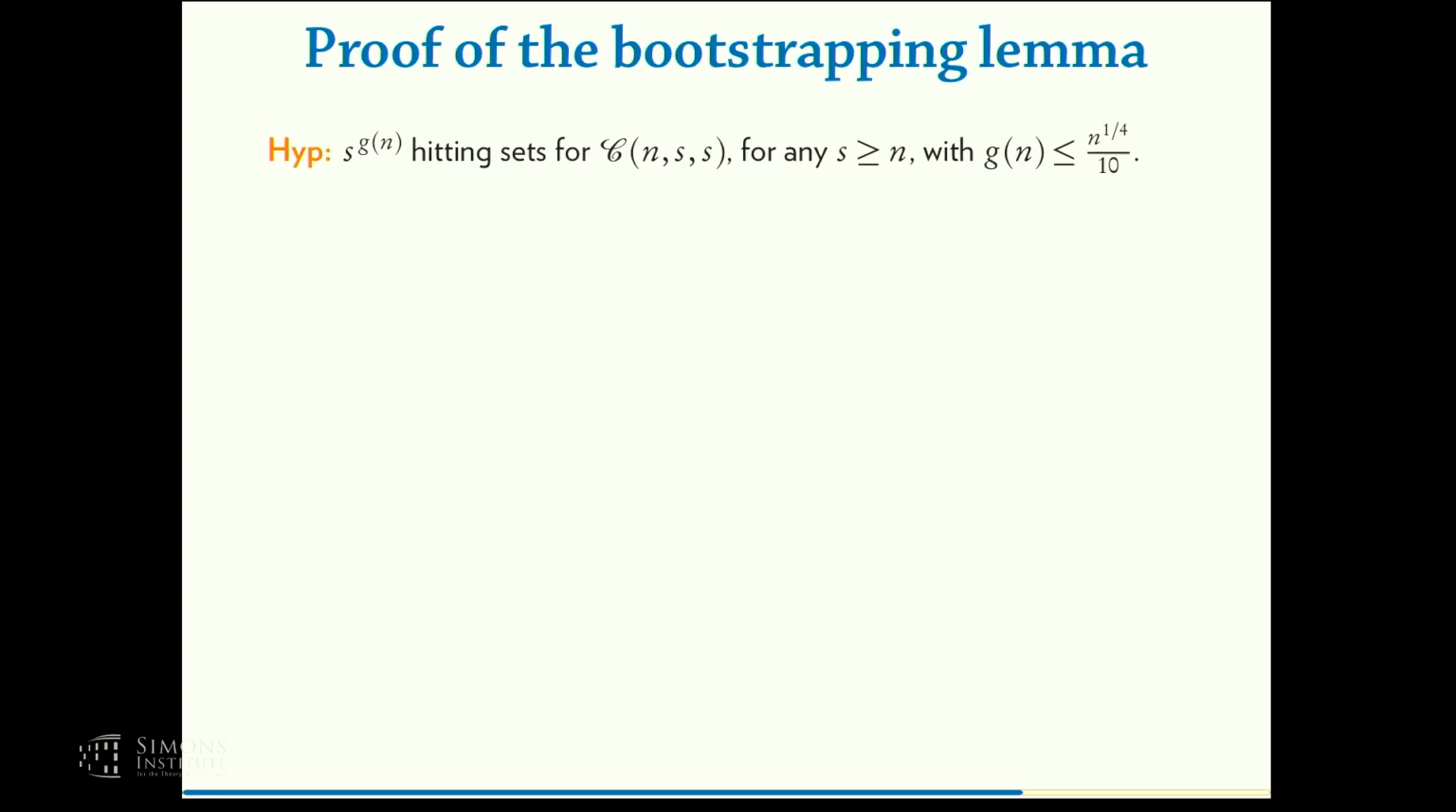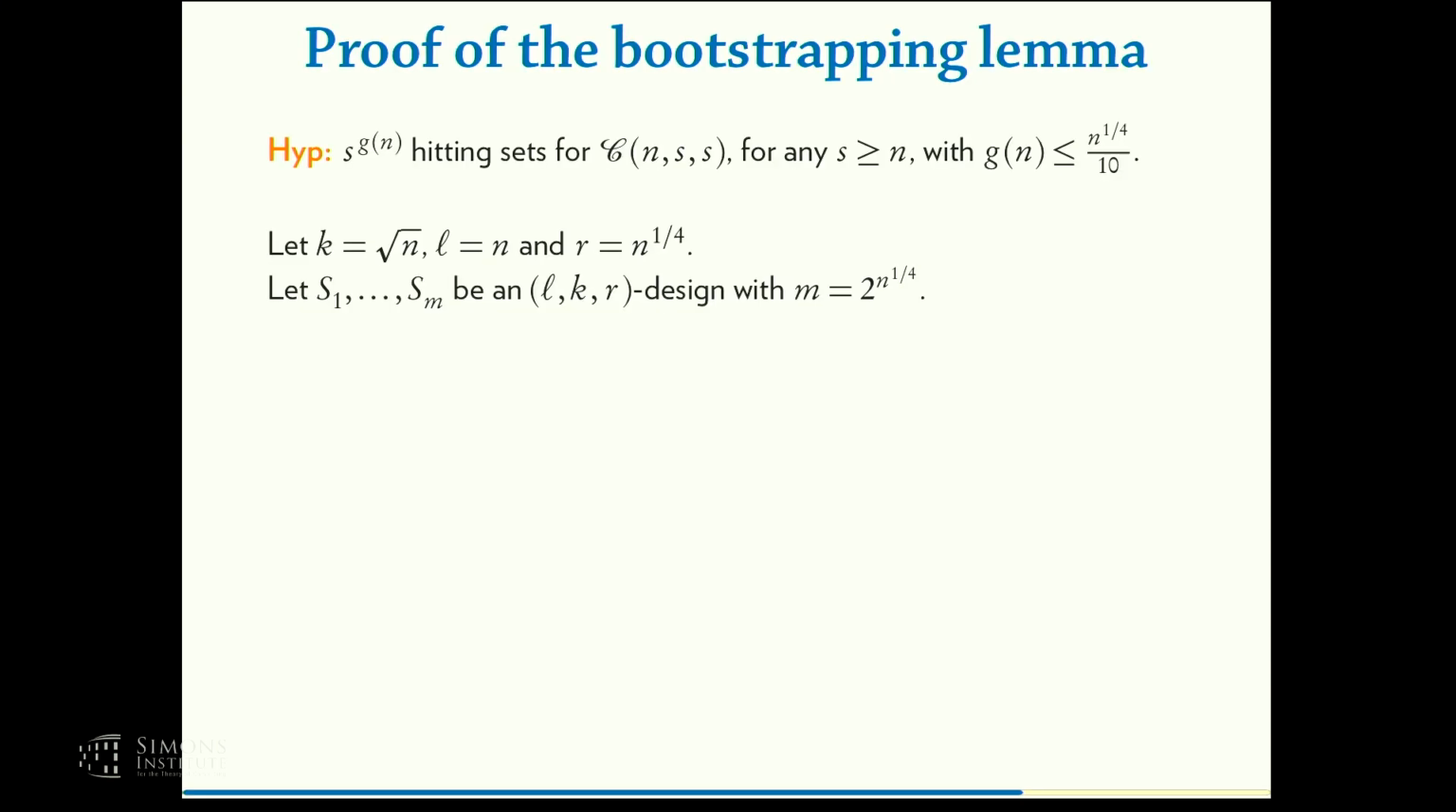Okay, so what's the proof of this lemma? We're going to follow the template that I described earlier. If you don't follow it once, it's fine. I'm going to do the same thing 3 times with slightly different parameters, and we'll see what happens. Okay, so this is the hypothesis. I have an s to the g of n sized hitting set for this class where g of n is at most n to the 1/4 over 10. So you first pick a design, and these design parameters is really what will change in the 3 things. So here the universe is of size n, each set is of size root n, and the pairwise intersection is like n to the 1/4.